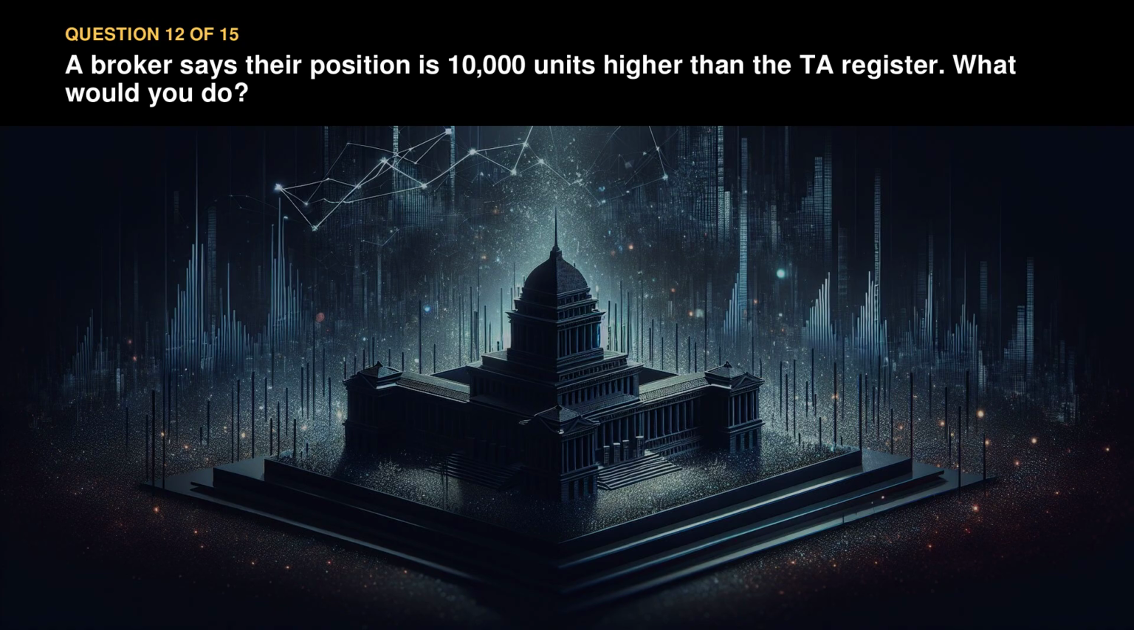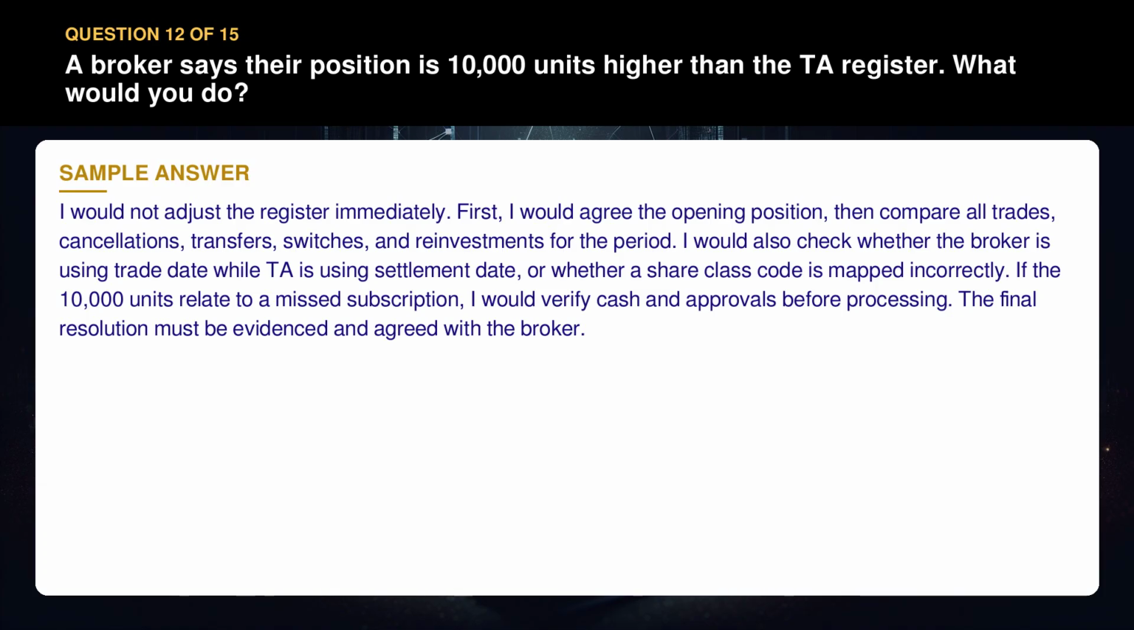Question 12. A broker says their position is 10,000 units higher than the TA register. What would you do? I would not adjust the register immediately. First, I would agree the opening position, then compare all trades, cancellations, transfers, switches, and reinvestments for the period. I would also check whether the broker is using trade date while TA is using settlement date, or whether a share class code is mapped incorrectly. If the 10,000 units relate to a missubscription, I would verify cash and approvals before processing. The final resolution must be evidenced and agreed with the broker.